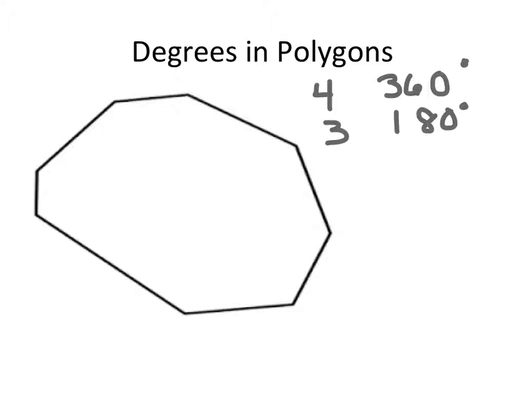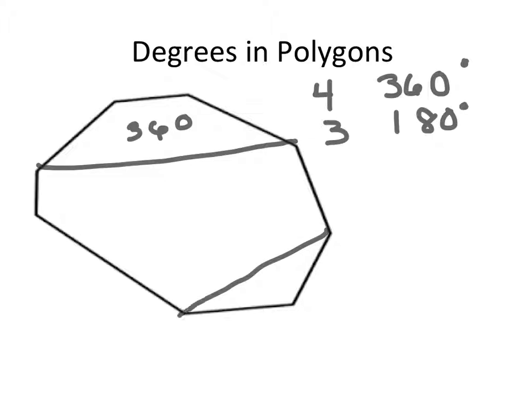So if we look at this shape, and we can divide it into 4-sided and 3-sided figures, we can probably figure out how many degrees there are in the entire shape. So if I draw a line there, I now have one four-sided figure that has to have that many degrees in it. If I draw another line here, I've created a triangle that has to have 180 degrees in it.